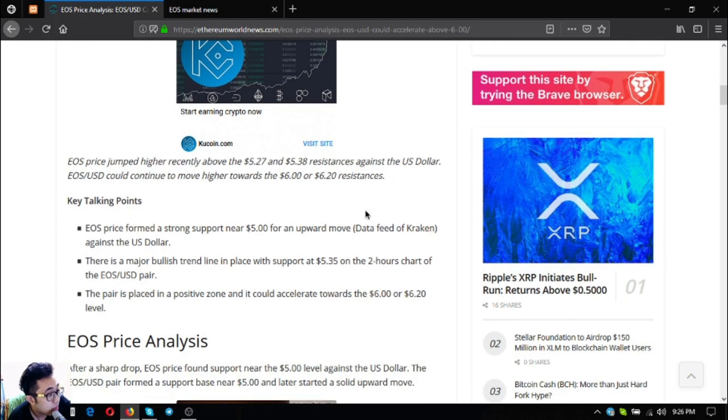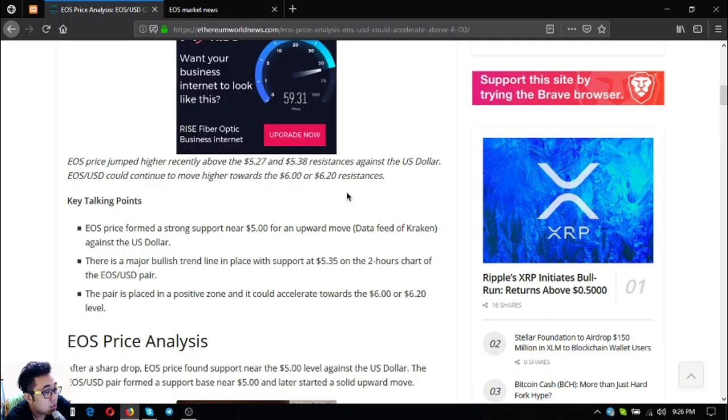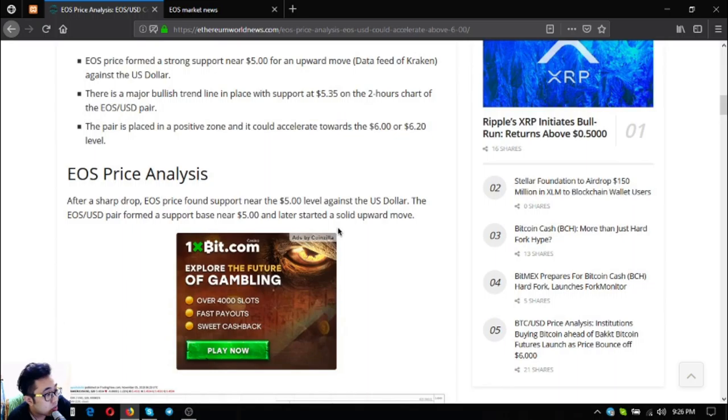Key talking points: EOS price formed a strong support near $5 for an upward move. Data feed of Kraken against the US dollar. There is a major bullish trend in place with support at $5.35 on the 2 hours chart of the EOS-USD pair. The pair is placed in a positive zone and it could accelerate towards the $6 or $6.20 level.